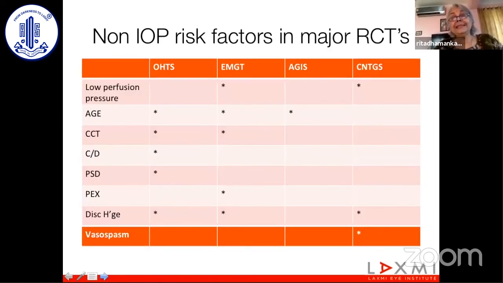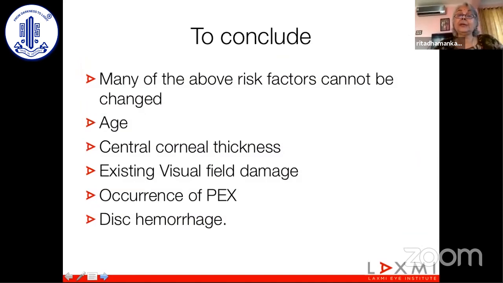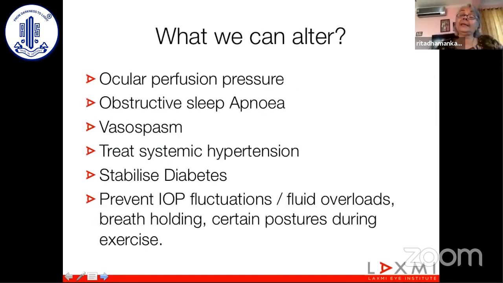So as we have seen to start with, there are many risk factors that have been identified by these various randomized clinical trials. So to conclude, there are many of these above risk factors which just cannot be changed. For instance, you can't change the patient's age or his corneal thickness or his existing visual field damage, or if he has pseudoexfoliation or a disc hemorrhage. None of this can actually be tackled by us. So then what can we alter?